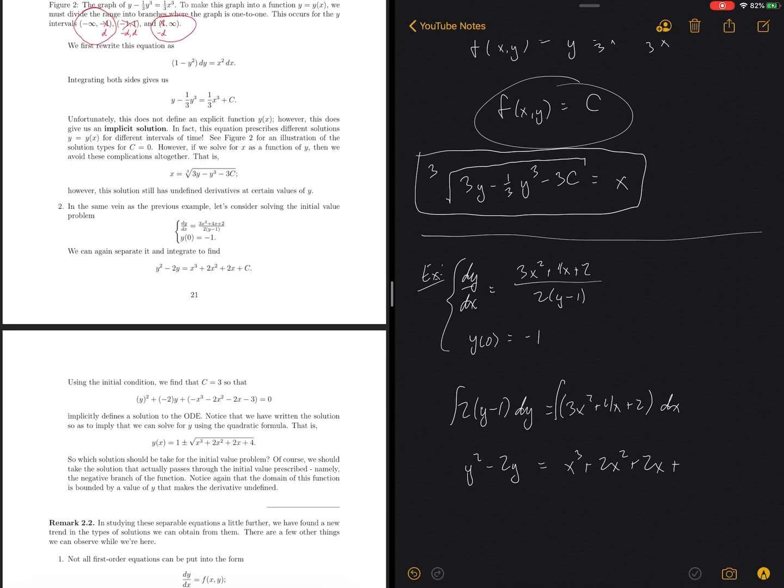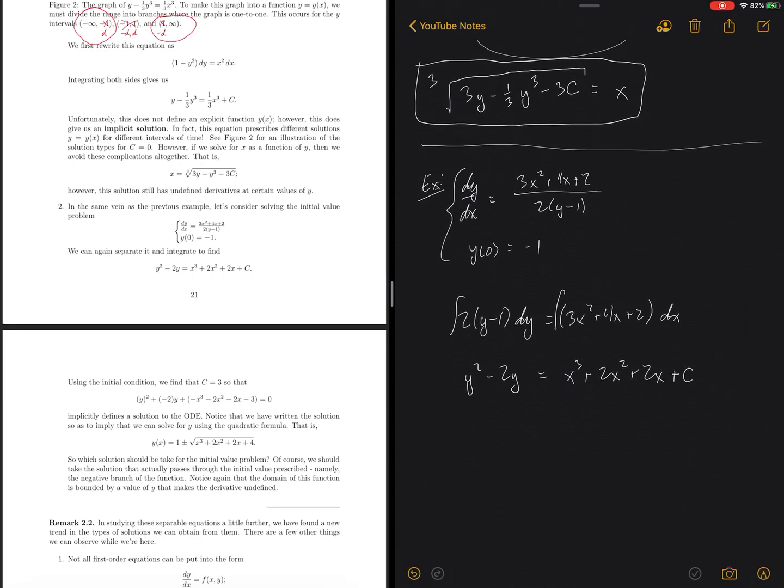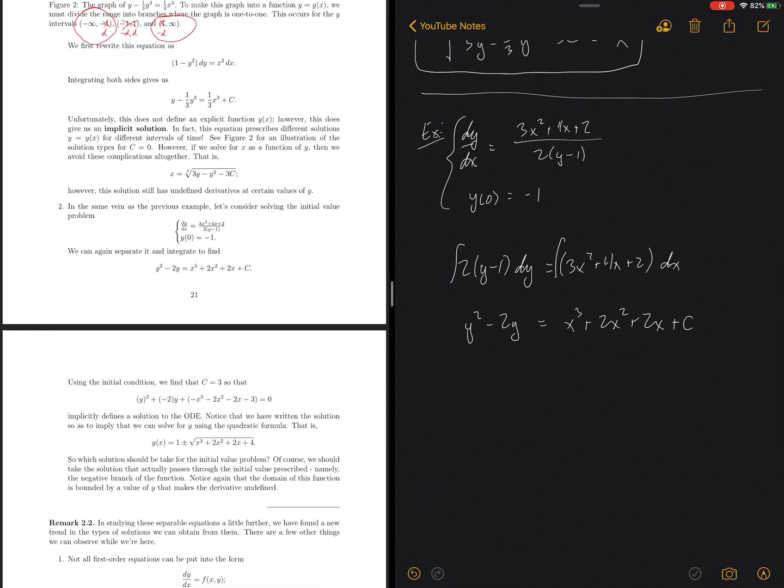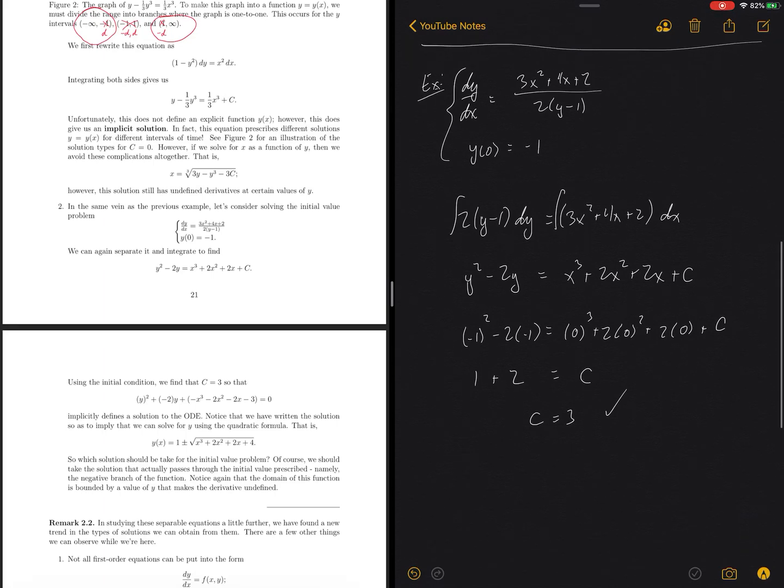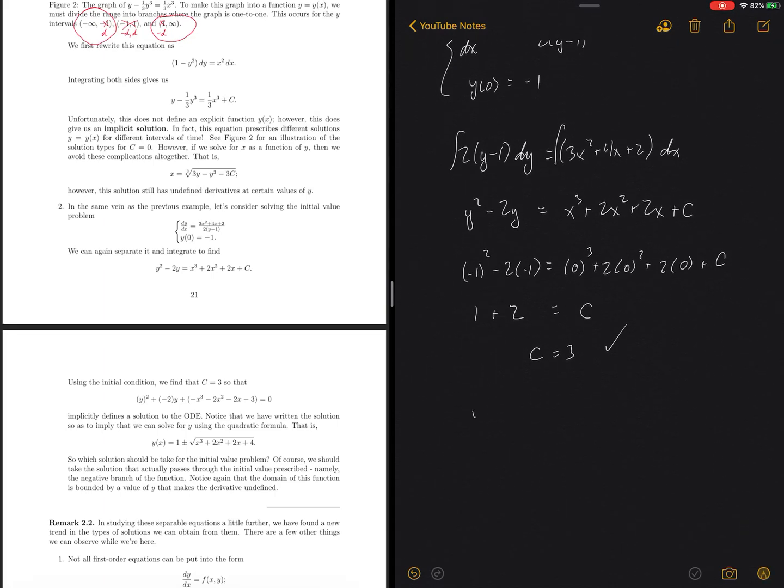I can integrate both sides, no problem. This will wind up giving me y squared minus 2y. And then on the right side, x cubed plus 2x squared plus 2x plus a constant. And I can go ahead and use my initial condition here to tell me what the integration constant is going to have to be. So specifically, y is going to have to be minus 1, and x is 0. So many zeros. I love plugging in zeros. There we go. So 1 plus 2. So C would have to be 3 in this case.